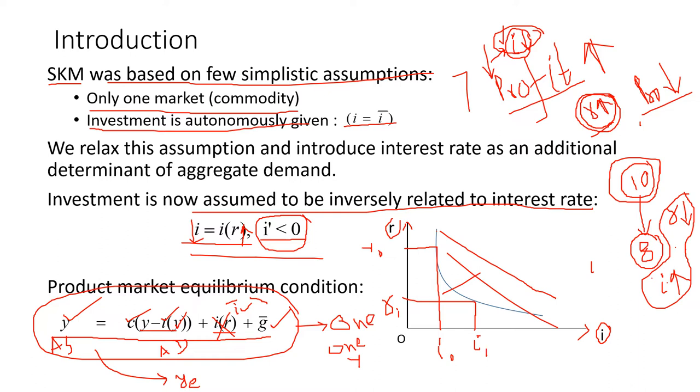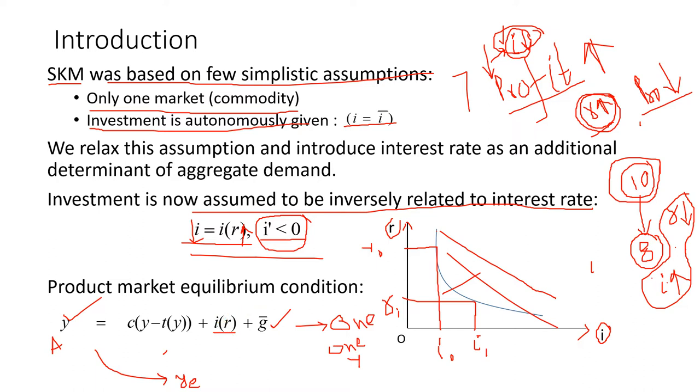But now things have changed. How? Aggregate demand equals aggregate supply, that's there, there is no change in that. The consumption function is also exactly the same, but instead of I equal to I bar, we have introduced a new investment function, that is I(R). I is a function of R. Then what is happening here? We have one unknown here, Y, and another unknown here, R.